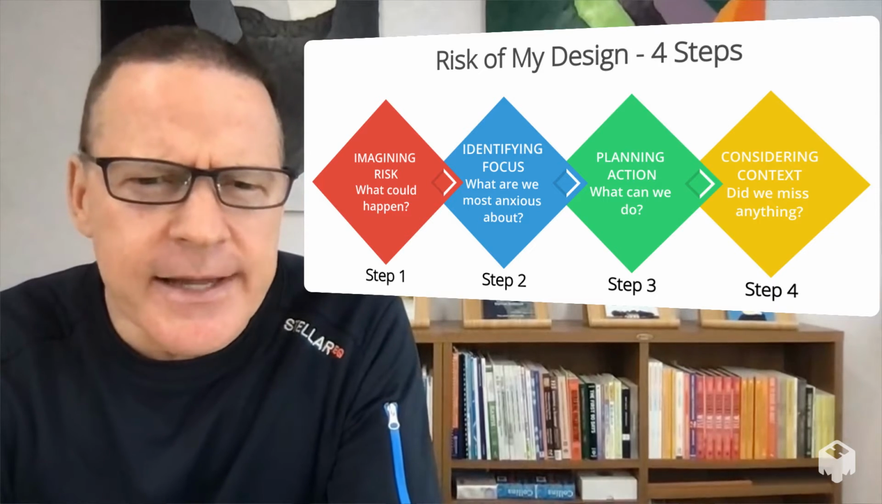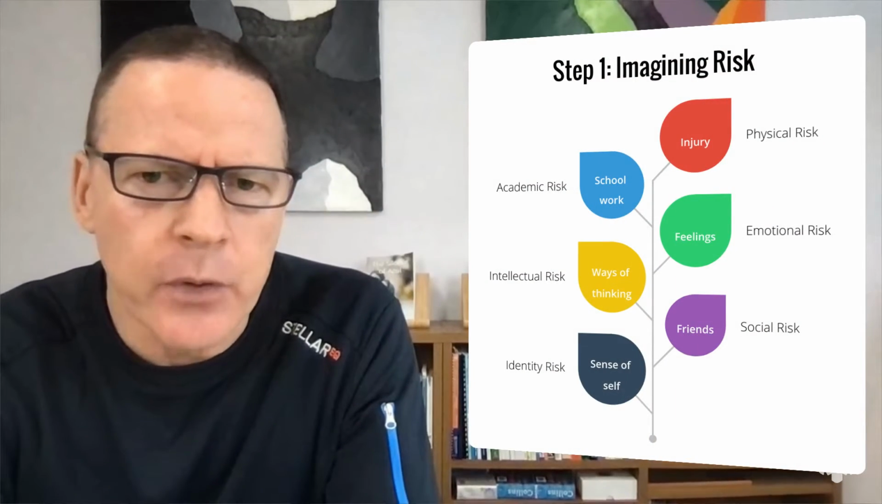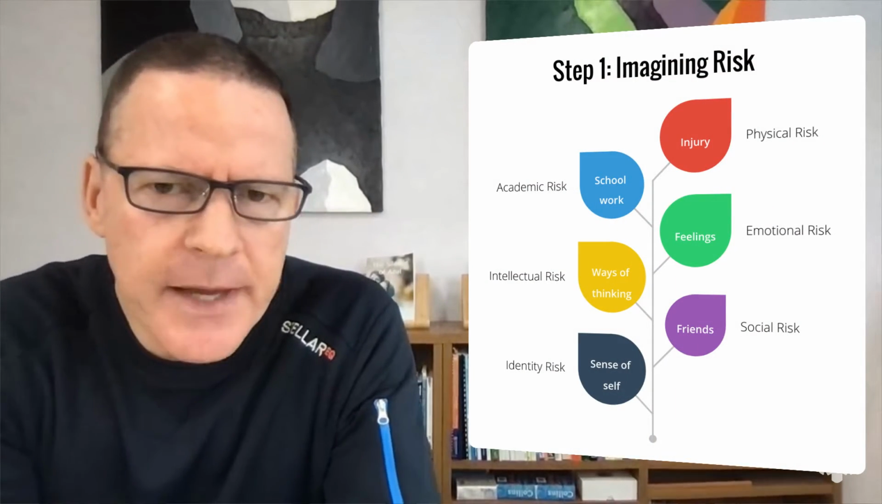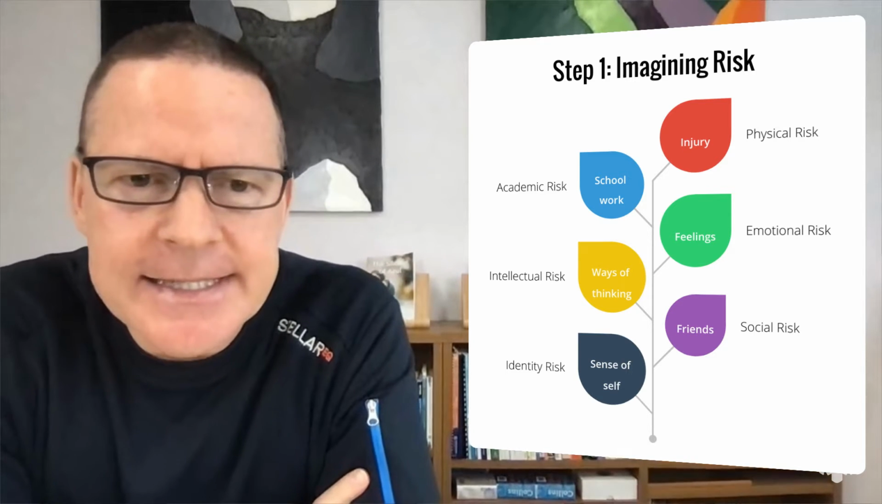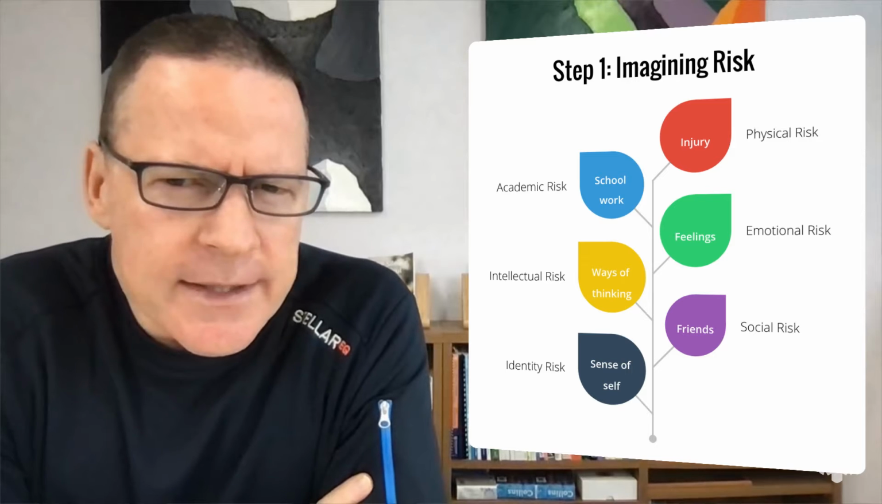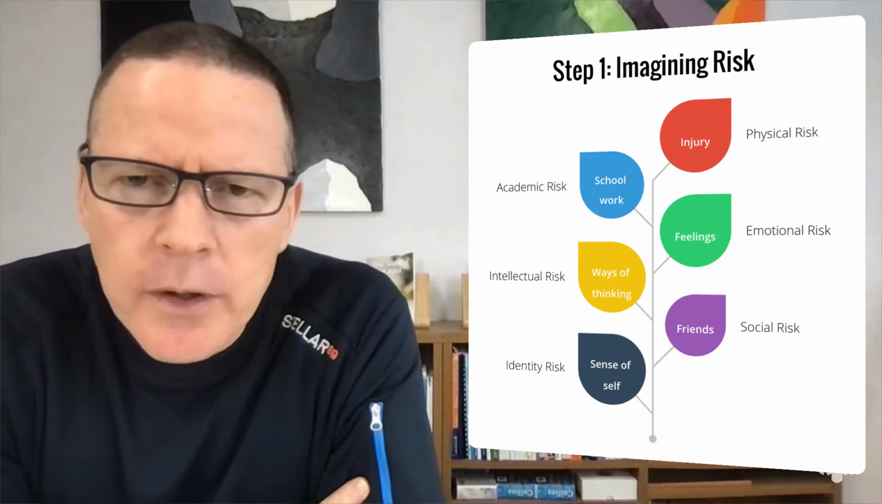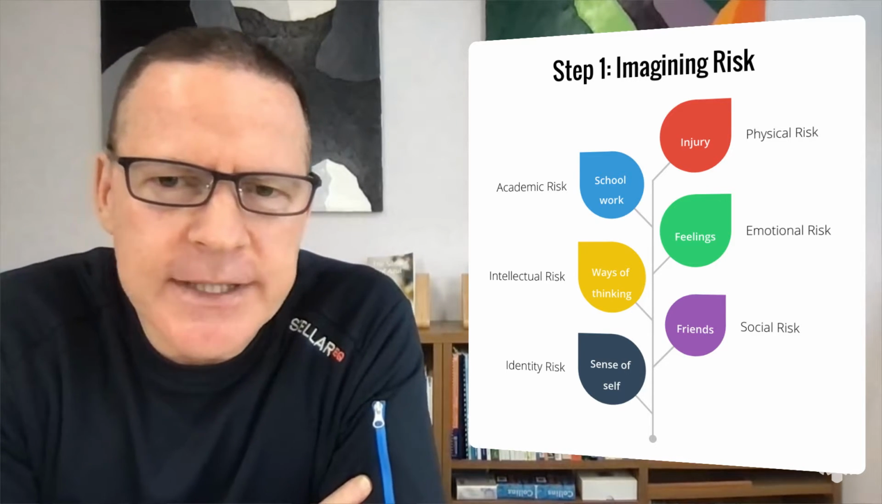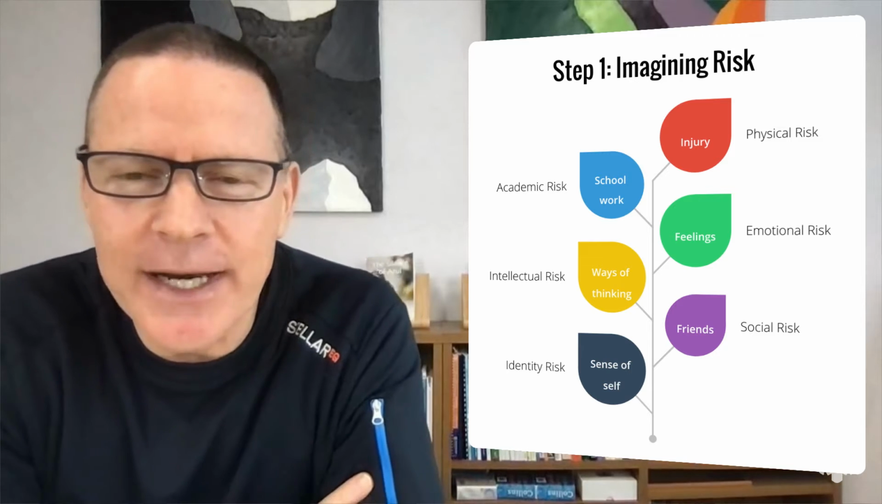So in a nutshell, they're the 4 steps that we'll be walking through. This first one, the imagining risk. These are the 6 different types of risk that we'll be talking about. Some are more common in our thoughts than others. For example, physical risk, the red leaf up the top.